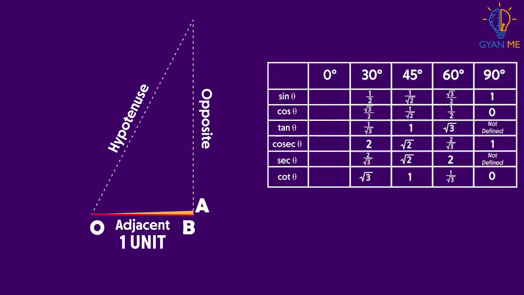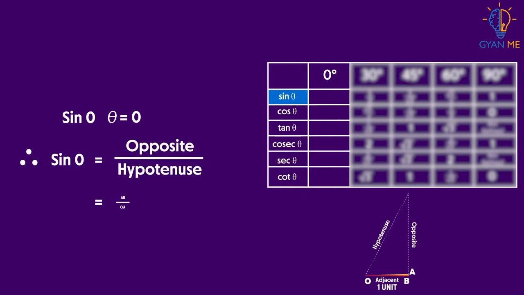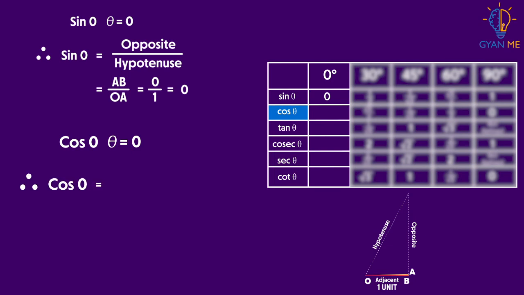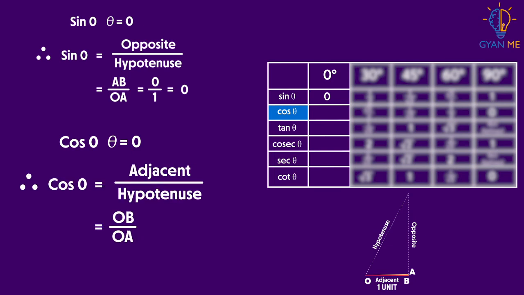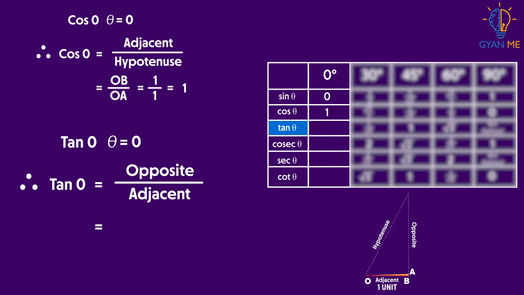We know that sine theta is equal to sine 0 here, as theta is 0. Therefore, sine 0 is equal to opposite upon hypotenuse, that is AB upon OA, which is 0 upon 1, which equals 0. Similarly, cos 0, which is OB upon OA, is equal to 1 upon 1, equal to 1. And tan theta is sine upon cos, or opposite upon adjacent, which is 0 upon 1, which equals 0. And yes, we said that tan theta does not exist when we reduce the theta. So let's put them in our table.